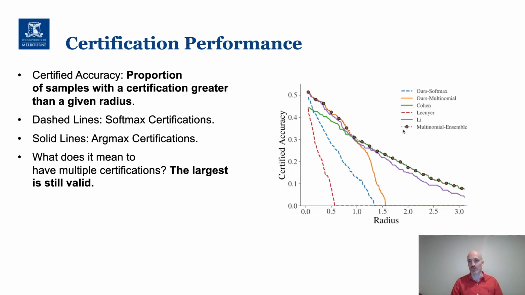And so that's what we did with this multinomial ensemble line, denoted with the circles, which captures the best-in-class performance of our technique for smaller radius adversarial examples, and then captures the performance of Cullen as the radius gets larger. And so we really take advantage of this very simple observation that when we have multiple certifications, we can leverage the largest of those certifications.